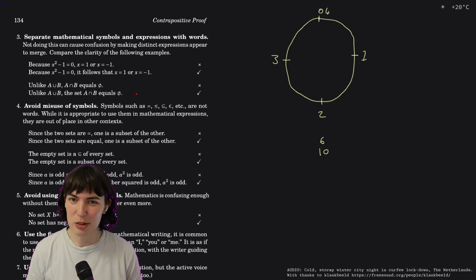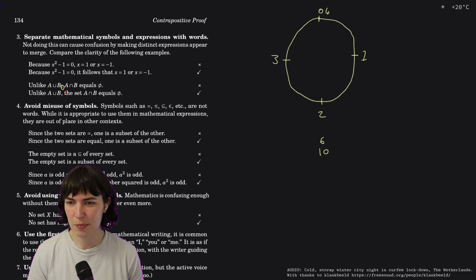Separate mathematical symbols and expressions with words. Not doing this can cause confusion by making distinct expressions appear to merge. Compare the clarity of the following examples. Because x squared minus 1 equals 0. Yeah, okay. So this one's bad because we got this comma, right? Yeah, we need this kind of... It follows that. Fine. Unlike A union B, A intersection B equals the empty set. Unlike A union B, the set... Okay, fine. Right, I can see why this would be confusing. Okay.